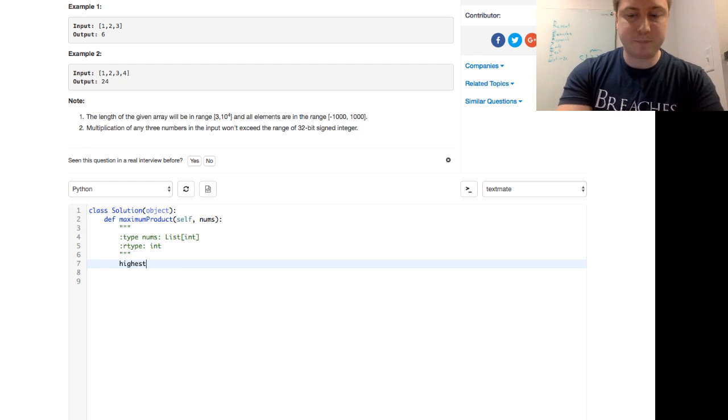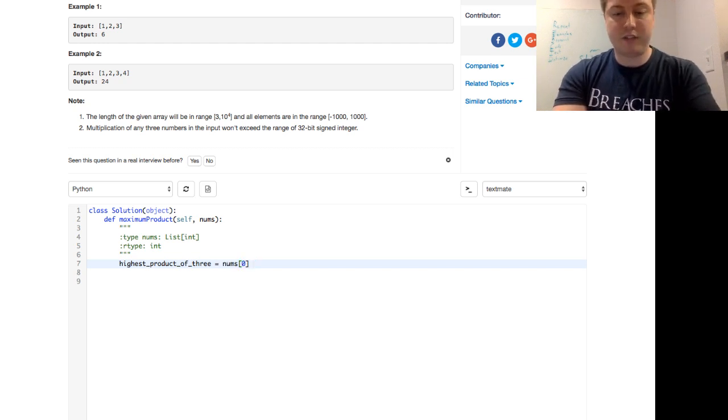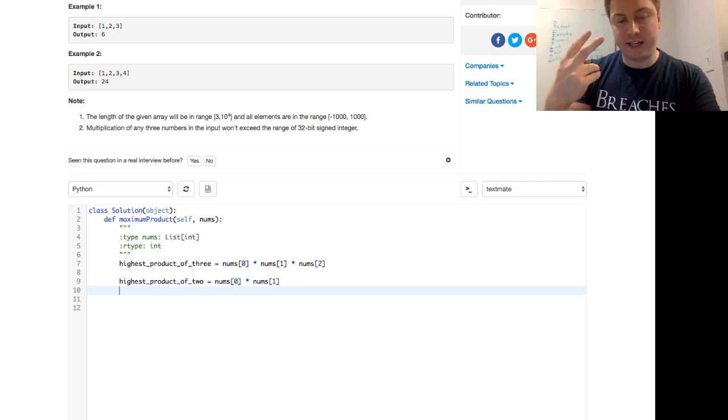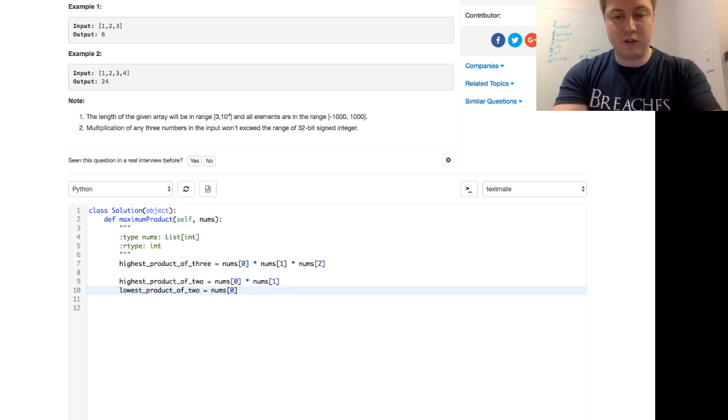So, like we said, we're going to instantiate a highest product of 3, which is simply the first 3 elements in the array times each other. To instantiate the highest product of 2, that's just the first 2 elements multiplied by each other, because when we do a for loop, we're going to be starting at the third element, which is index 2. Then we have the lowest product of 2. That's also going to be nums of 0 times nums of 1.